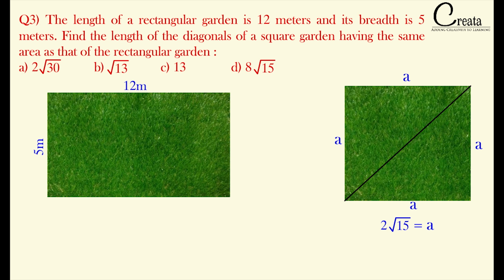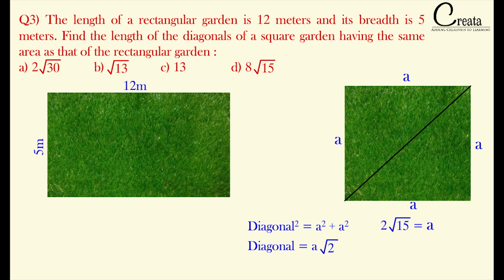Once we got the side of the square, we can easily calculate the diagonal by using the Pythagoras. That is, diagonal square is equal to a square plus a square. That is, diagonal is equal to a root 2. This expression, that is diagonal is equal to a root 2, is also the formula of the diagonal of a square. This is the relation between the diagonal and the side of the square. This expression you can directly use in solving for the diagonal of the square, or you can use the Pythagoras theorem, whichever is convenient to you.